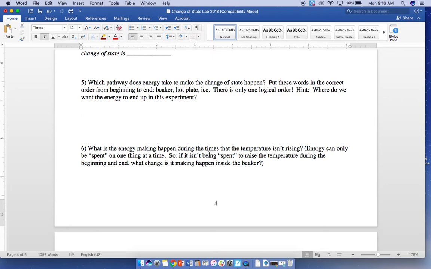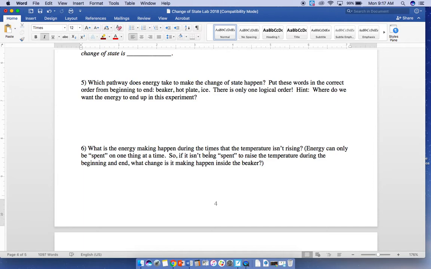So question number 6 is asking, what is the energy making happen during the time that the temperature isn't rising? Okay, energy can only be spent on one thing at a time. There are 2 parts in this experiment in which the temperature isn't rising. But we know from our experience the hot plate was on the whole time. The hot plate is giving off energy the whole time. So what is that energy doing to the stuff that is in the beaker during those times in which the temperature doesn't rise?